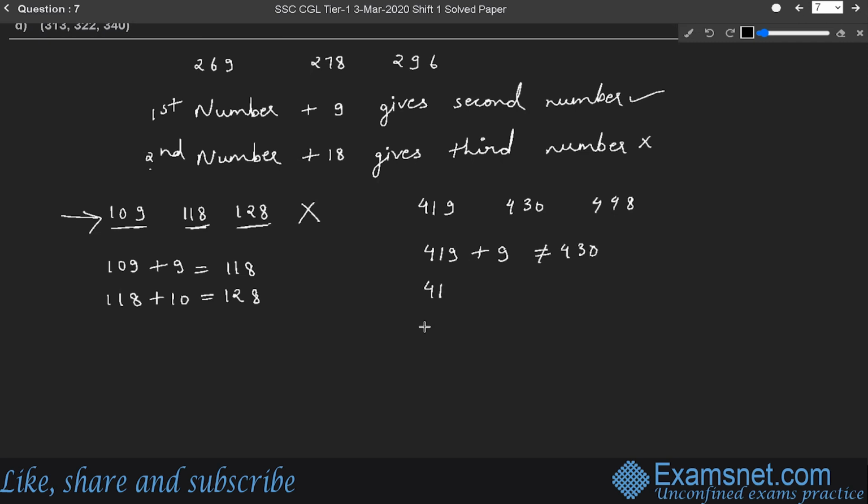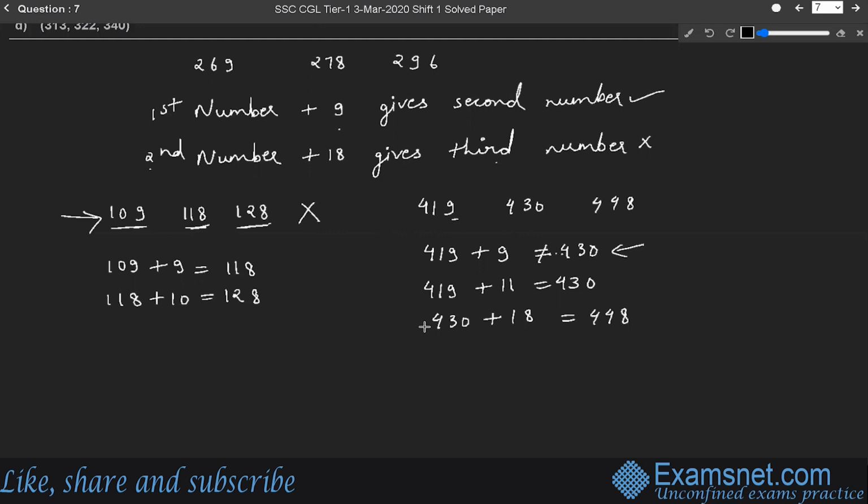We know that 419 plus 11 will be equal to 430. And then second number plus 18 should give the third number. So the second number is 430, plus 18 will be equal to 448. But since the first condition is not suitable here, which is first number plus 9 gives the second number, here first number plus 9 is not equal to the second number.